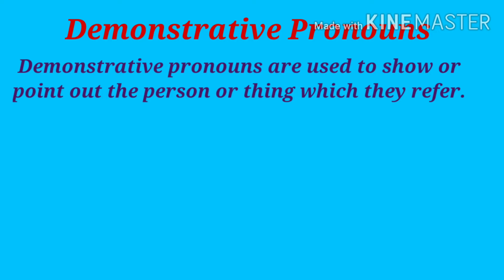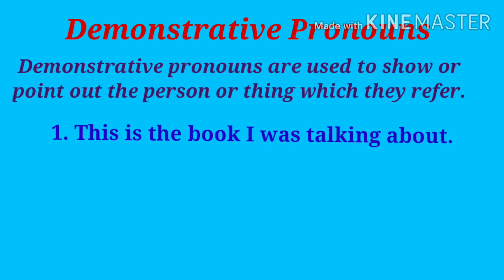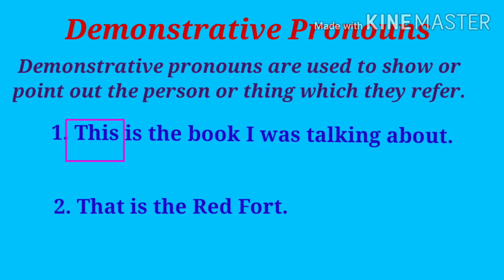For example, look at these sentences. This is the book I was talking about. That is the Red Fort. So here in these sentences, the words this and that are used to point out the things that they refer to, and these words are called demonstrative pronouns.